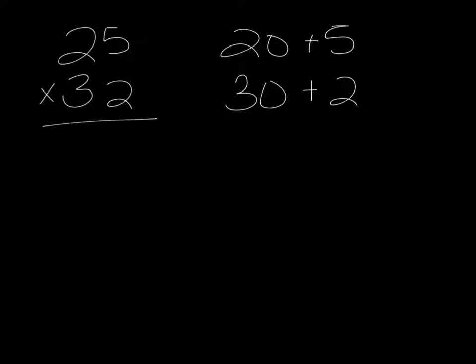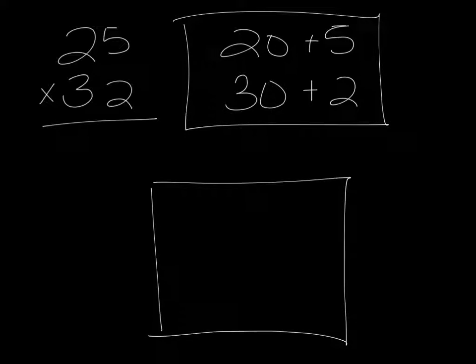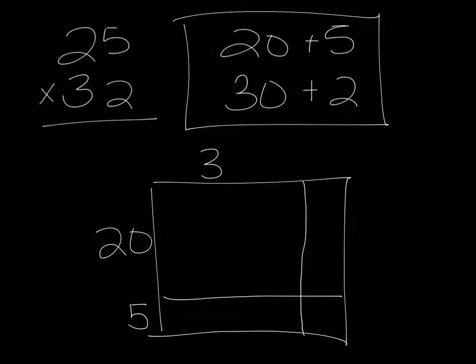When drawing our area model for representation, it helps to remember what we broke down our multiplication facts into. So we started with 25 and we broke that into 20 plus 5. So we break our area model into 20 plus 5, and we also had 30 plus 2.